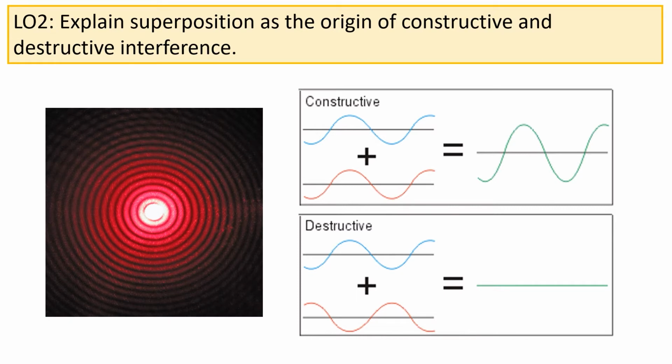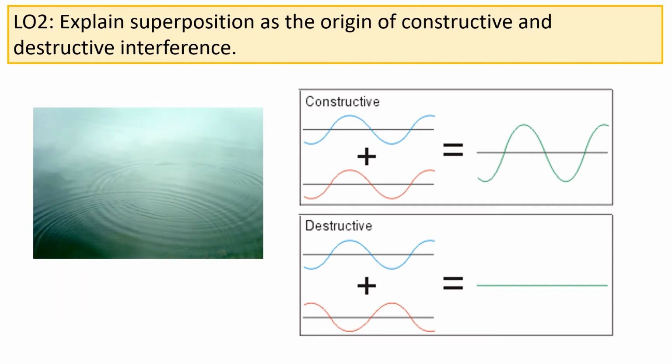Superposition can result in interference patterns. For example, on the left, we have the interference pattern from a light source. What we see in the picture are alternating bright and dark fringes resulting from constructive and destructive interference. Similarly, we can see interference patterns for other types of waves, for example water waves.